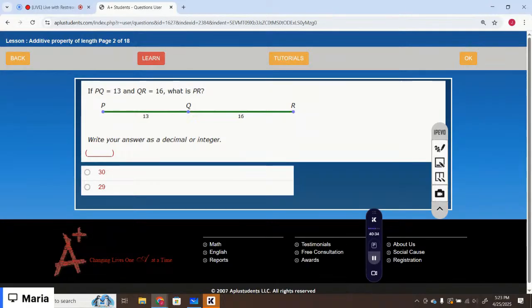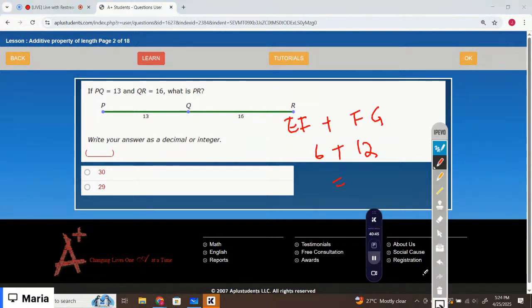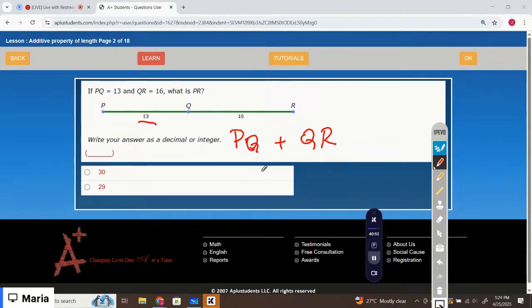If PQ equals 13 and QR equals 16, what is PR? So we need to find the PR. So PR equals PQ plus QR. So PQ is 13 and QR is 16. So 13 plus 16 equals 29. Option number 2 is the correct option.